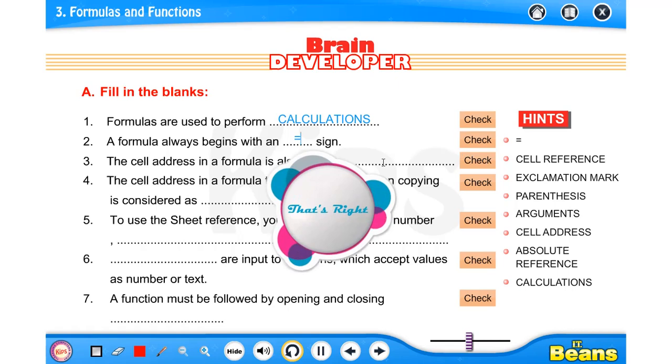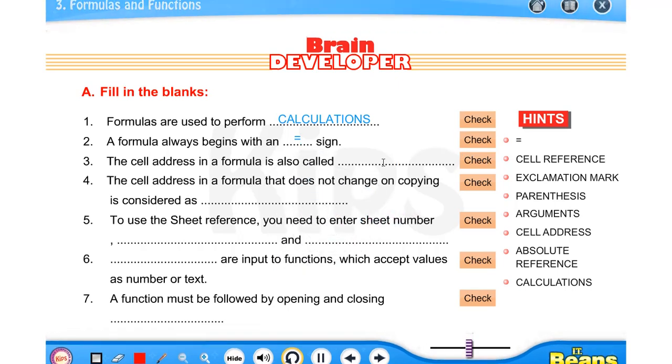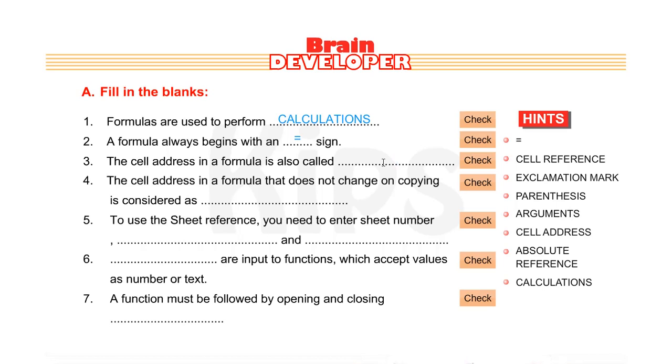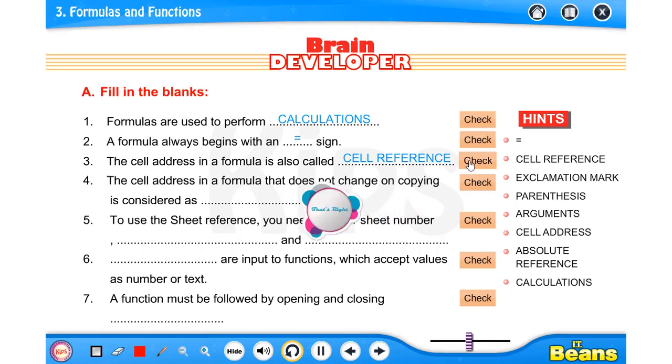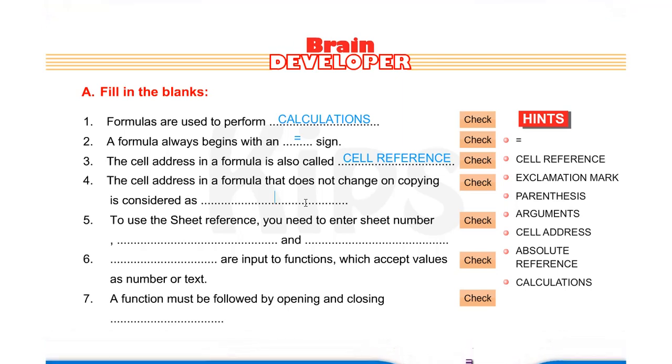It's correct. Now the third one: a cell address in a formula is also called dash. You can see the hint also. What will come in it? A cell address in a formula. Yes, it is cell reference. Cell reference. That's right. Now the next one. Think about it and then give the answer, beta.